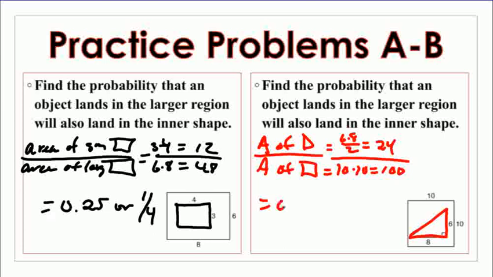gives us 0.24. Or if you want to put it as a fraction, we can divide this by 4/4. This would give us 6/25. Or you could have 6/25 as your answer.